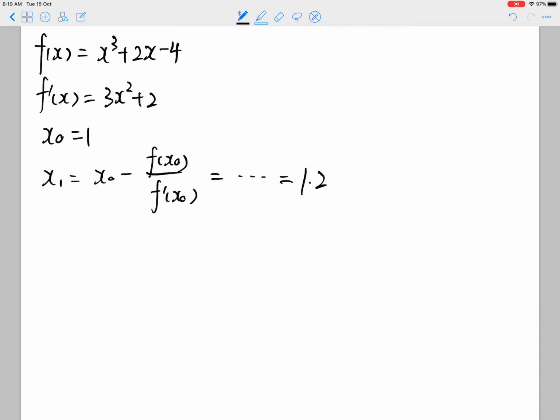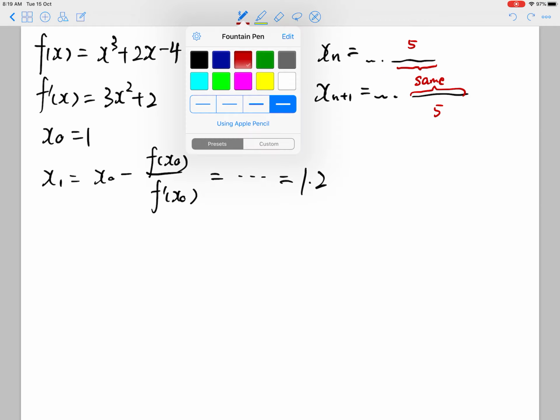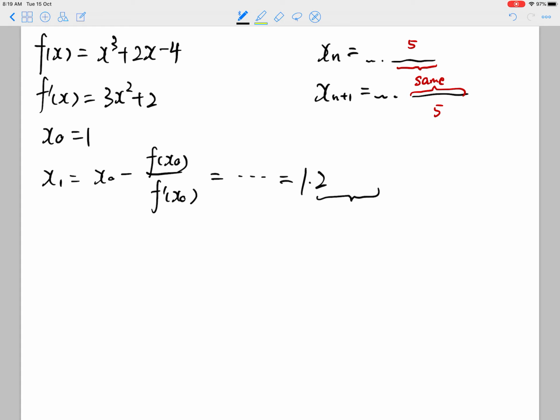So to 5 decimal places, that means when your xn is something dot something, your x(n+1) is something dot something, then the first 5 decimal places must be the same. These two must be the same. Then we can say this is our solution. So we have to do it until the first 5 decimal places are the same. So x2 is x1 minus this. You can just keep doing the calculation by yourself.